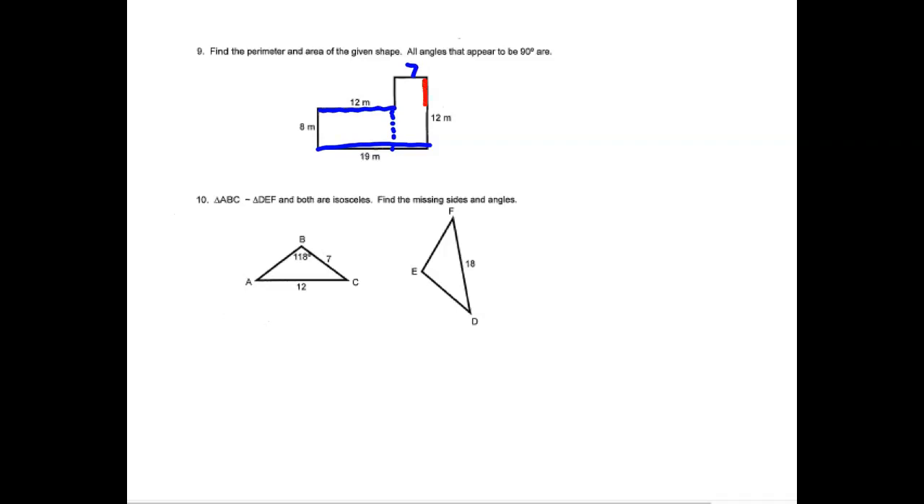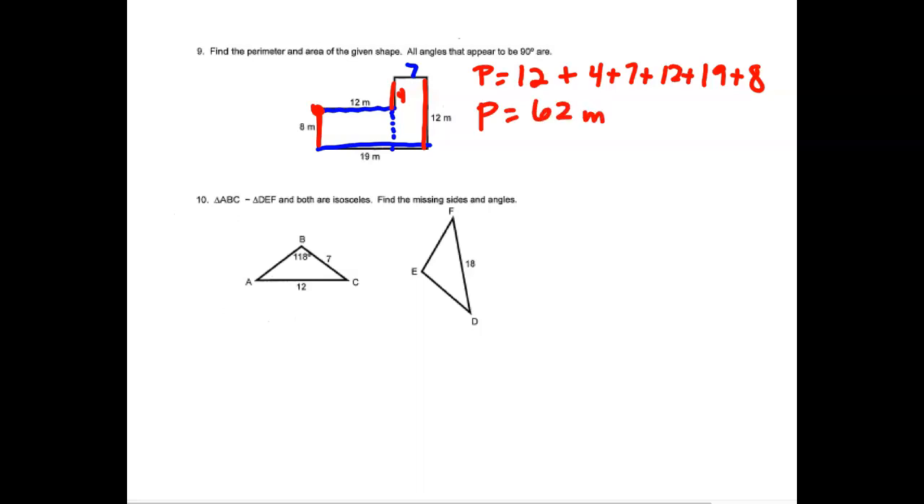And we're told that this whole side is 12. This much of it is 8. So this other piece here would have to be 4. So to find the perimeter, we're just adding all the sides. So let's say we start here. We need 12 plus 4 plus 7 plus another 12 plus 19 plus 8. Adding those all up, we end up with 62 meters for a perimeter.